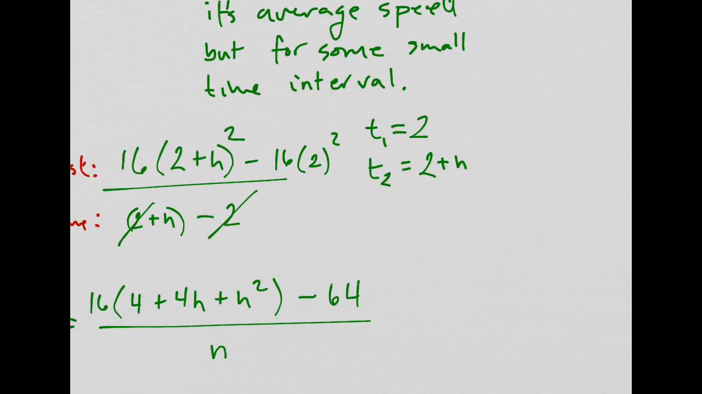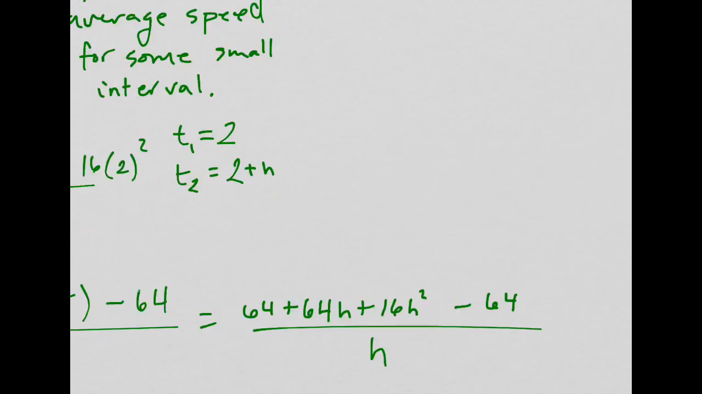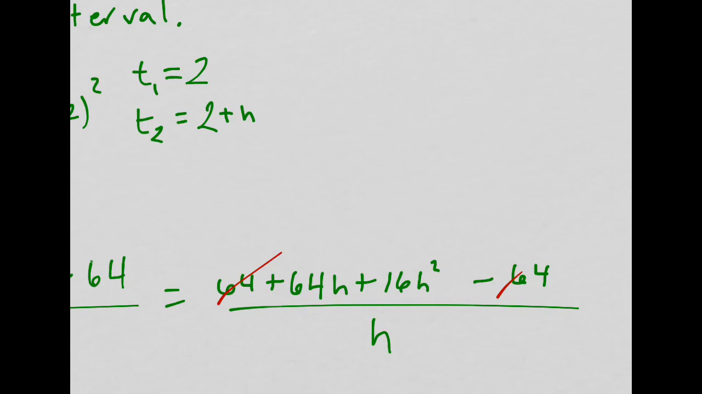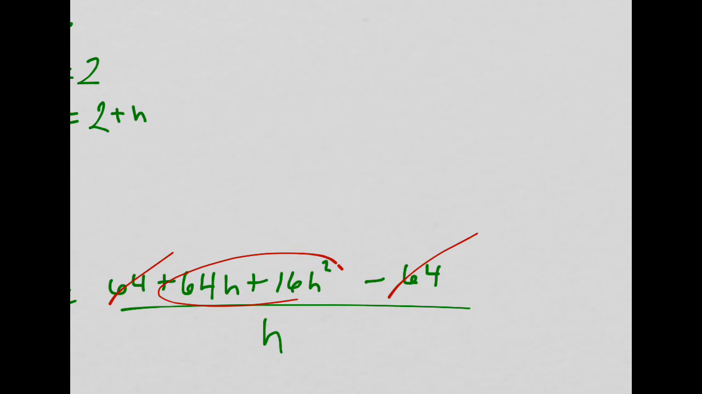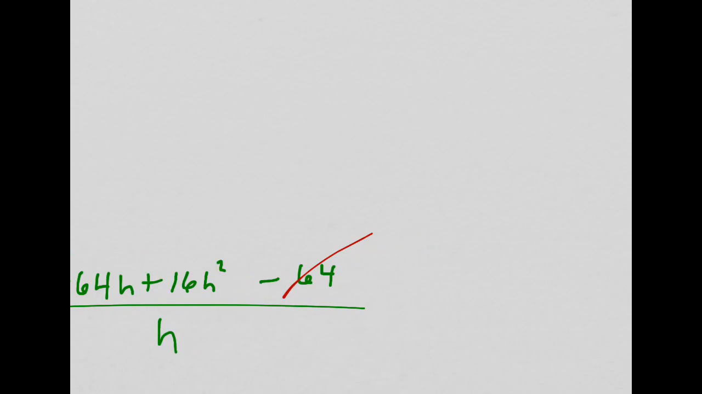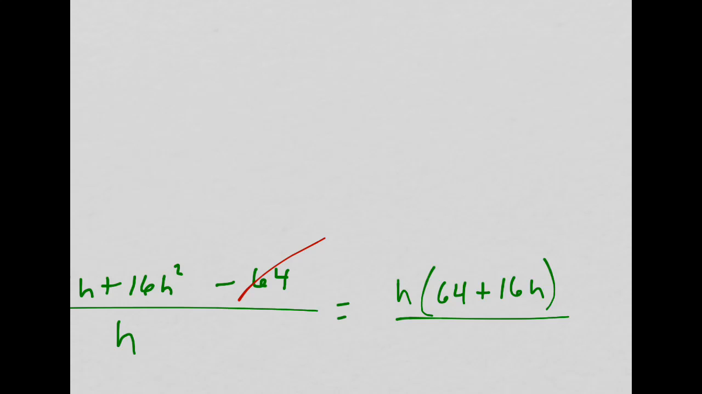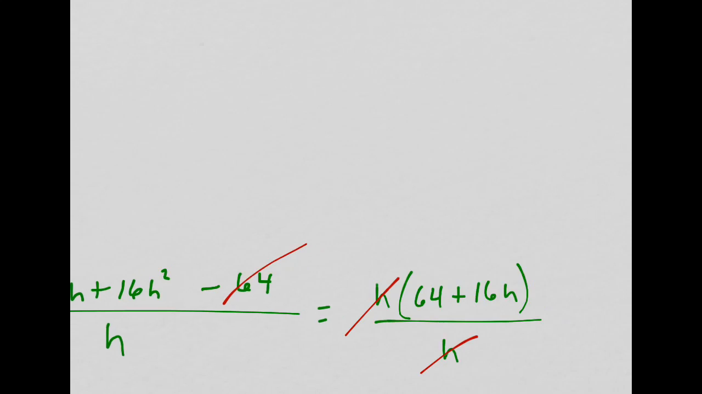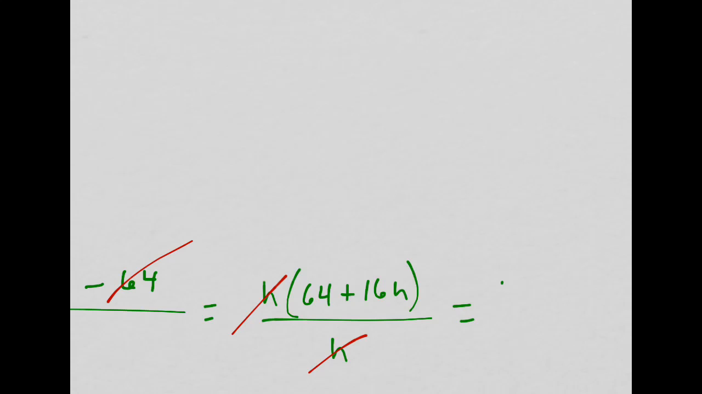And then I'm going to continue to simplify it. So I'll distribute and combine like terms. Now I have something where 64 and negative 64 cancel out, and everything has an h, right? So I can factor out an h. I could factor out more, but I'm just going to factor out an h: h times (64 plus 16h). So factor out the h from the top, and then it cancels with the h in the bottom. So then what do we have? We just have 64 plus 16h.